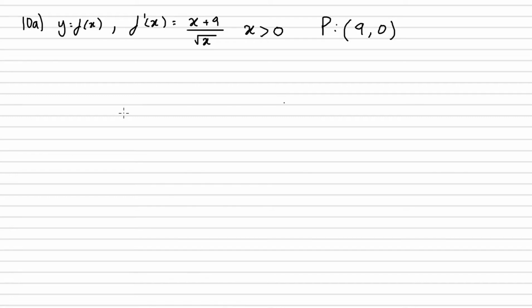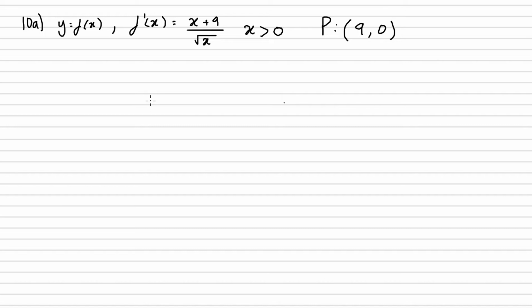Hi. So for part A of question 10, we're told a curve has equation y equals f of x. The point P, with coordinates 9, 0, lies on the curve. Given that f dash of x equals x plus 9 over the square root of x, where x is greater than 0, find f of x.